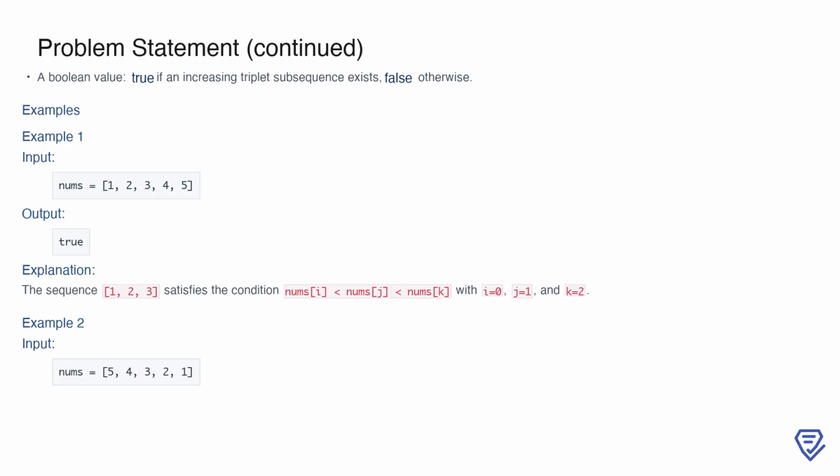For example, consider the array nums equals 1, 2, 3, 4, 5. Here, the output is true because there exists an increasing triplet subsequence, specifically 1, 2, 3. This sequence satisfies the condition since the indices of these numbers follow the order i equals 0, j equals 1, and k equals 2, and their values are strictly increasing. By contrast, if the input is nums equals 5, 4, 3, 2, 1, the output is false, as no such increasing subsequence exists in this strictly decreasing array.